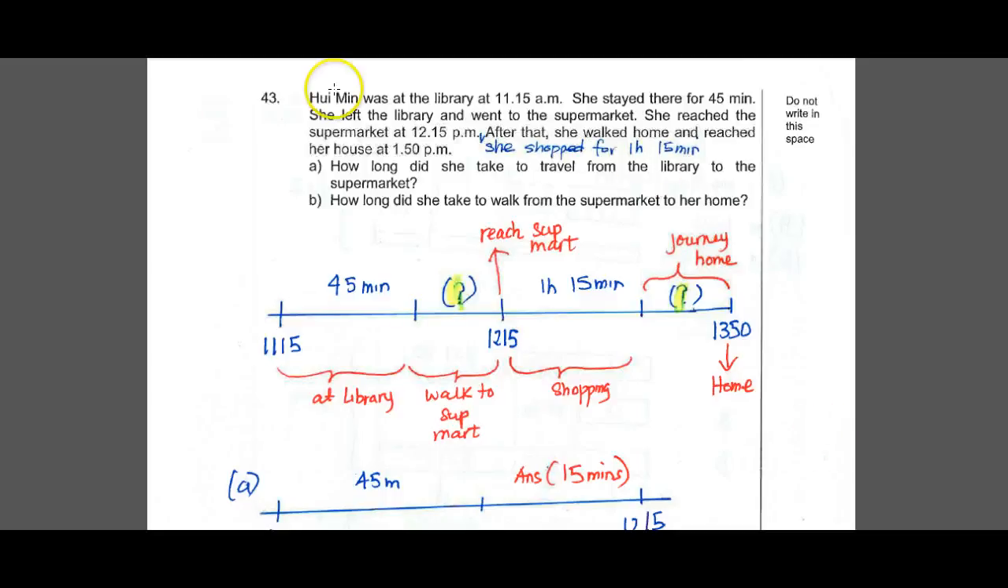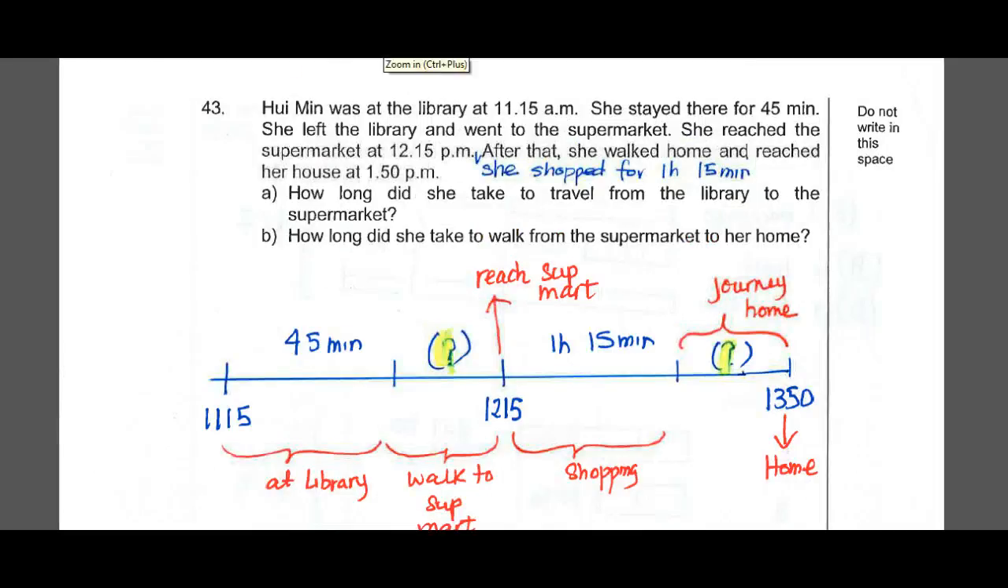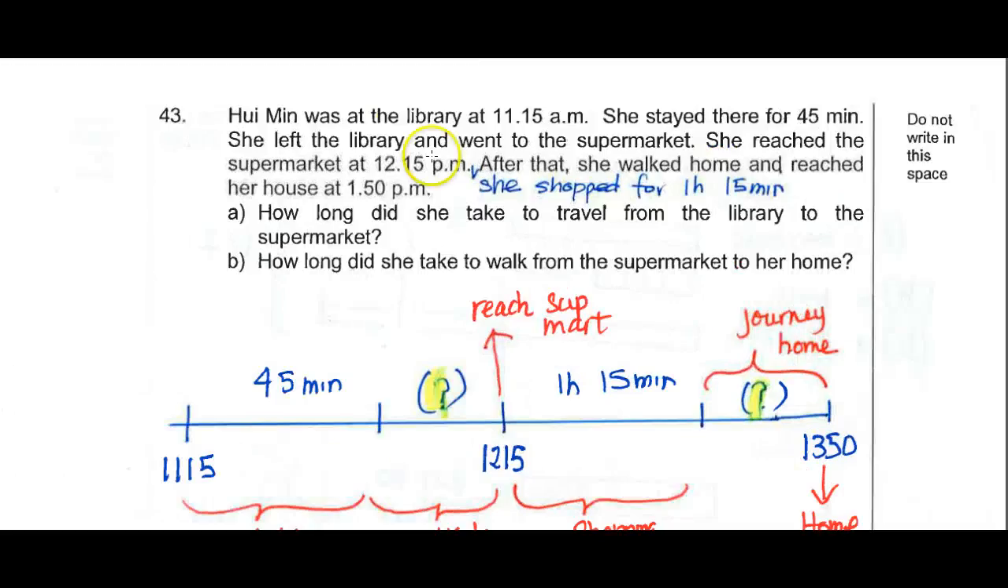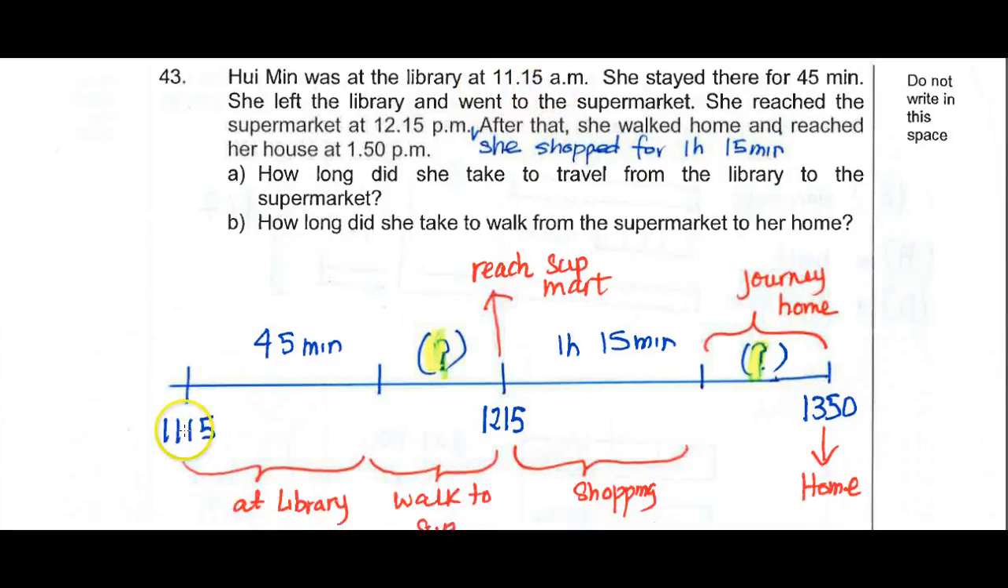Hui Ming was at the library. Let's make it bigger. She was at the library at 11:15 a.m. Here, she started here, at 11:15 a.m. She stayed there for 45 minutes at the library.